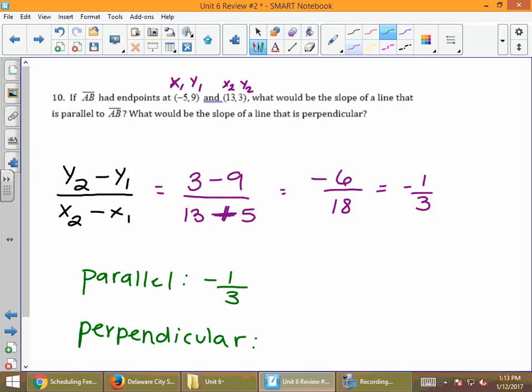For a line that's perpendicular, what do we have to do with a fraction? Flip it. So 1/3 becomes 3/1. After you flip it, what happens to the sign? Good, it changes. So our original slope's negative, so our new slope's going to be positive. So you can leave it like that, totally fine, or 3/1 is just 3. Either one's fine. Questions over that one?